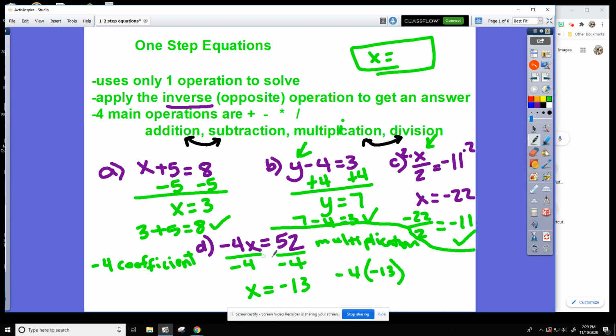Now to check, negative 4 times 13. So now I have something that I have to put right next to the other, so I use parentheses. Equals 52. Yes, that equals 52. So those were all one step. And I checked my answers.